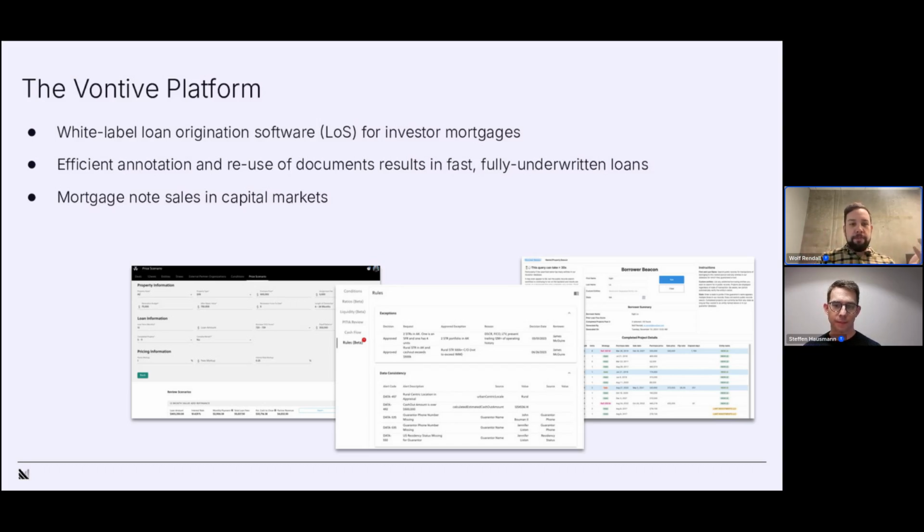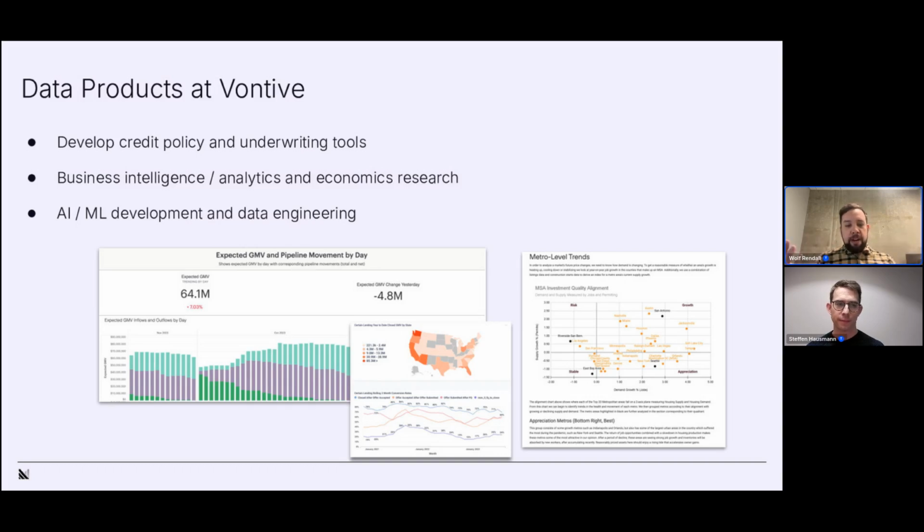And so what does my team do? Data Products is responsible for everything having to do with developing credit policy and these underwriting tools that I mentioned, so that we can make sure that the borrower and the property have all the features and characteristics that we say they do when we write the loan. We also do plenty of things having to do with business intelligence, how the business is going and what channels are bringing in new volume. And then we also have a mandate over AI and ML development, and hopefully we'll get to talk a little bit about that towards the end.